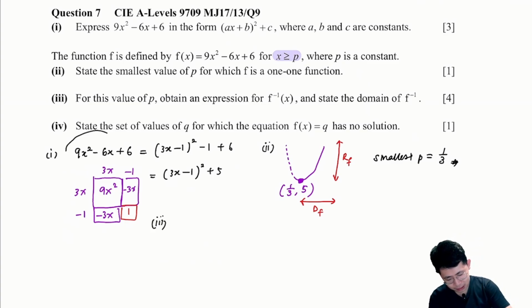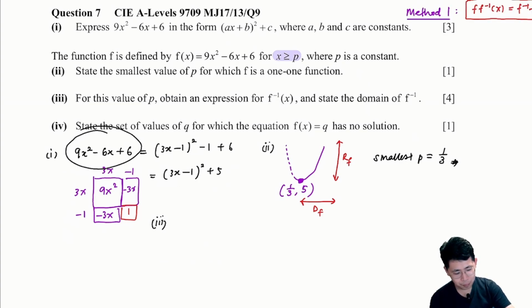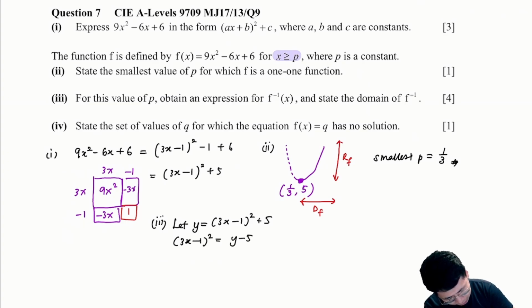We need to make x the subject, but we cannot make x the subject like this, so we have to depend on the completed square form. I will let y equal this completed square form over here. So (3x minus 1) squared equals y minus 5, so 3x minus 1 equals plus or minus the square root of y minus 5.